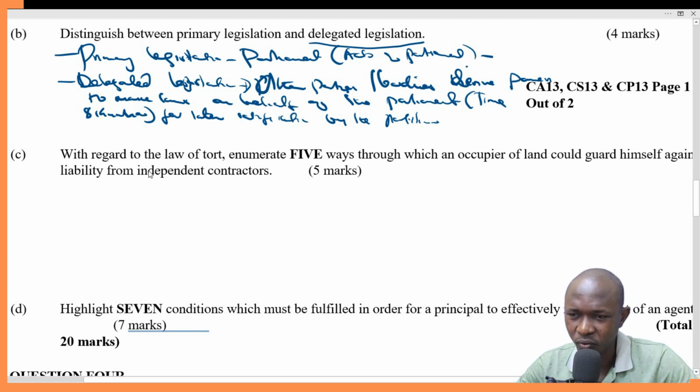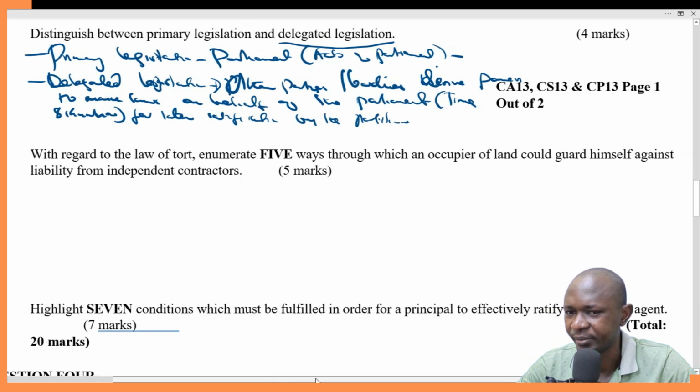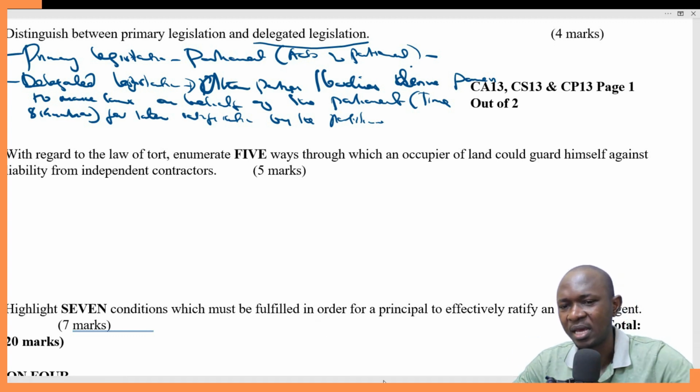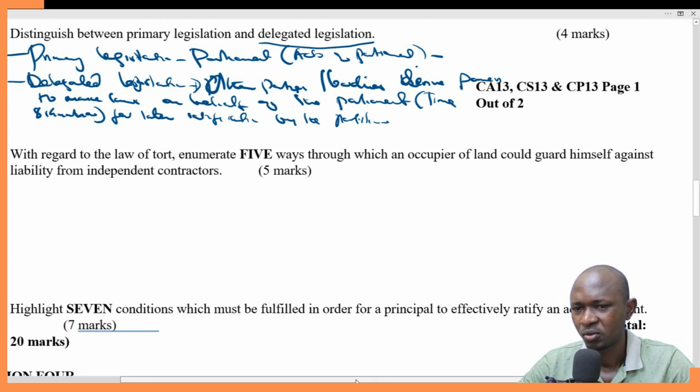Okay, with regard to the law of tort, enumerate 5 ways through which an occupier of land could guard himself against liability from independent contractors.